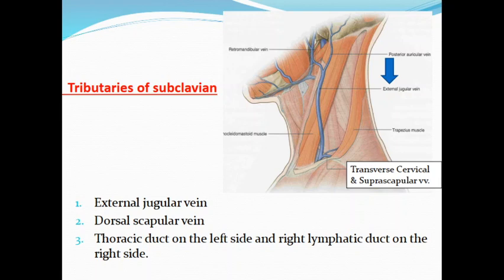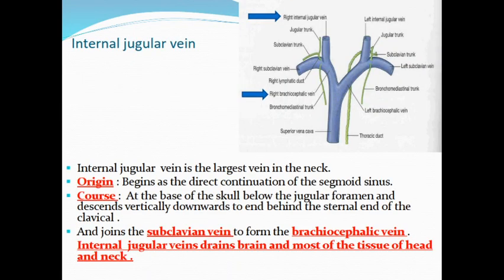The important vein in the neck is the internal jugular vein, and it is clinically very important. In the diagram you can see the internal jugular vein. It is the largest vein in the neck. Origin: it begins as the direct continuation of the sigmoid sinus. Course: at the base of the skull below the jugular foramen, it descends vertically downwards to end behind the sternal end of the clavicle and joins the subclavian vein to form the brachiocephalic vein. The internal jugular vein drains blood from most of the tissues of the head and neck.